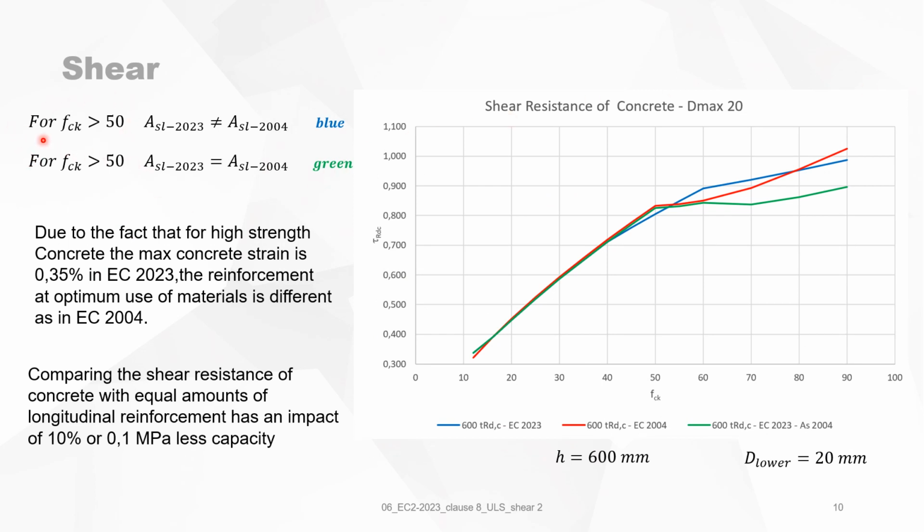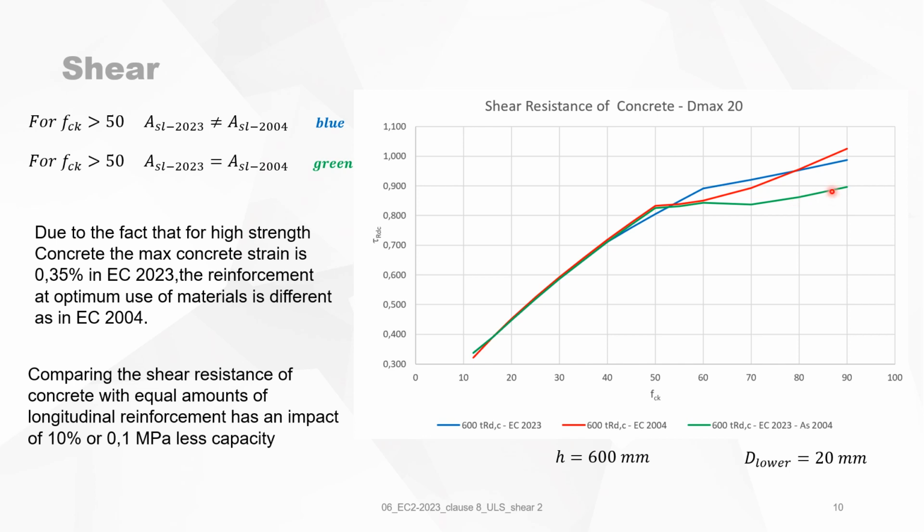So for concrete quality bigger than 50, the reinforcement is different, and that is now here in this graph, the blue line. And the blue line is the shear force capacity in the version 2023 for a beam of a depth equal to 600 millimeters. This graph is also made with d lower equal to 20 millimeters. The y-axis is the shear stress capacity of the concrete alone, and on the x-axis is the concrete quality.